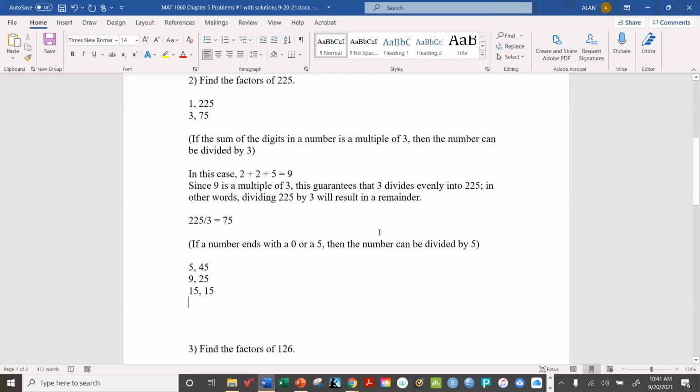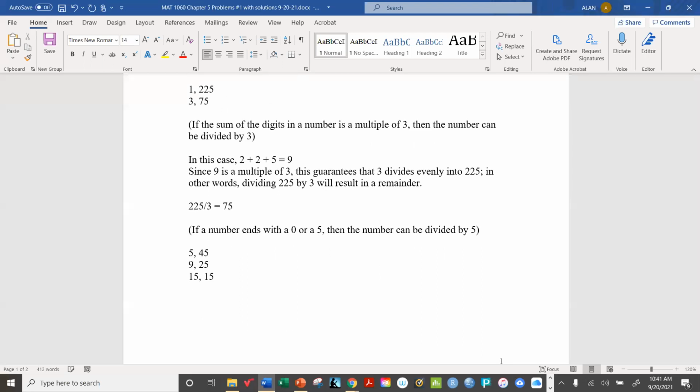So now we're done. We can gather them up and say that the factors of 225 are 1, 3, 5, 9, 15, 25, 45, 75, and 225. Wow, that's a lot of factors. For such a small number, that is kind of a lot of factors. So I'm just double checking to make sure we didn't miss any. Nope, they're all good.